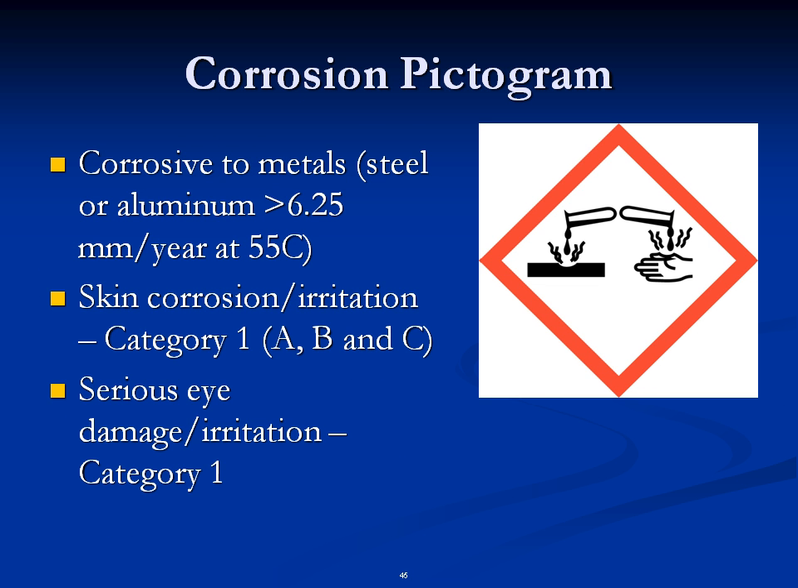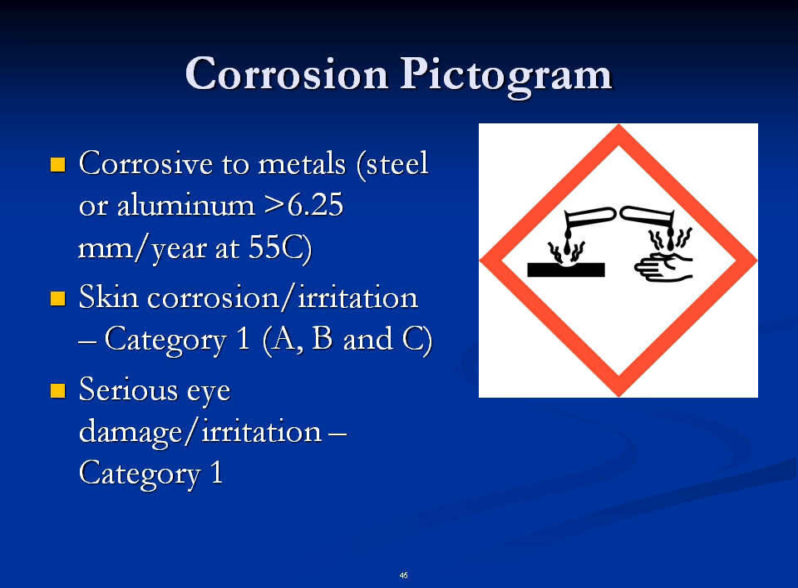The corrosive symbol, which is the same as we use it for Class 8 in transport, is used for corrosive to metals under the OSHA standard. So if your product corrodes aluminum or steel at 6.25 millimeters per year or greater at 55 C, then you'll have to classify your product as corrosive to metals, and it would get this pictogram.